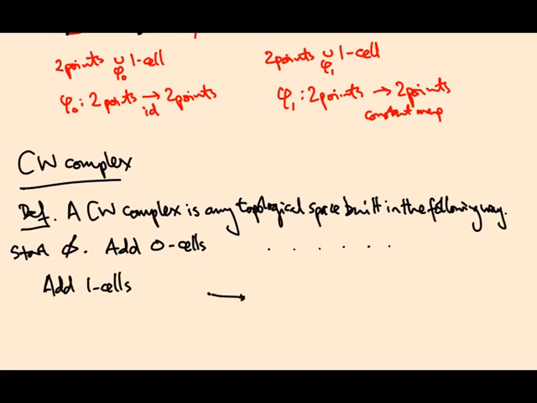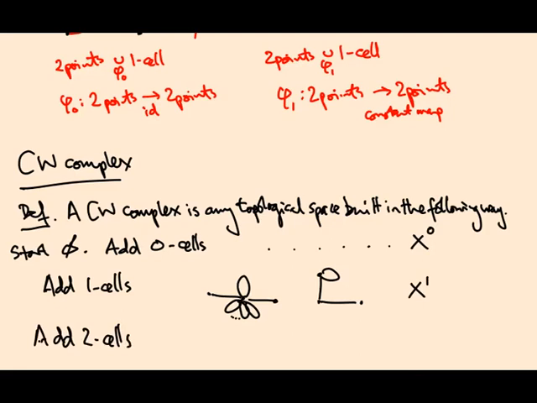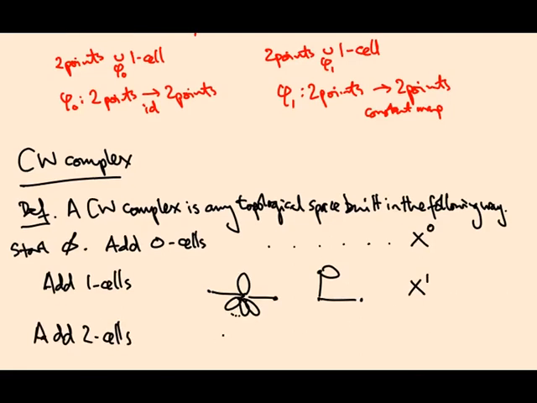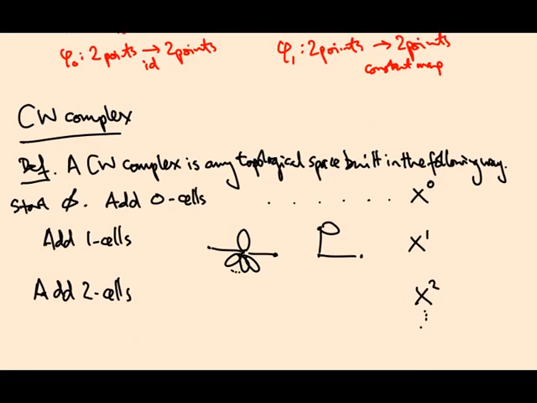And you get some space like this. And you could have like a wedge of infinitely many circles. That's fine. And then you add to this two cells. So maybe I should give this a name. So this guy with just the zero cells, I'm going to call X0. This with just the one cells, I'm going to call X1. You add two cells. Of course, you have to specify what the attaching maps are at each stage. And you end up with some space, I'm going to call X2, dot, dot, dot. Which means I continue in this manner, forming spaces X0, X1, X2, X3, etc. And these spaces are called the skeleton.